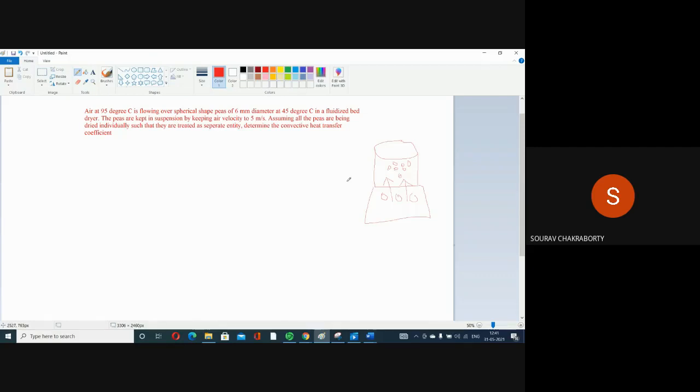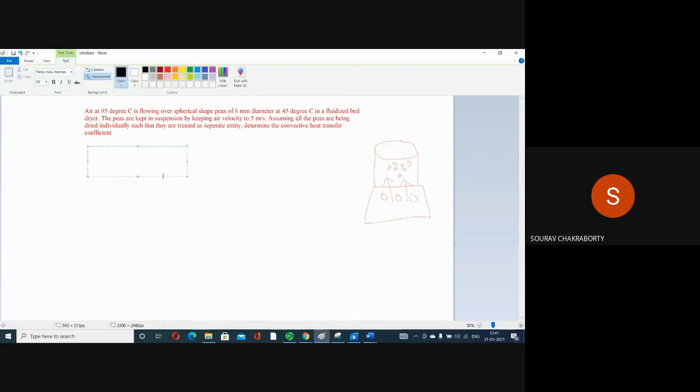So what will be the heat transfer coefficient? We have seen that this is a flow over a sphere, so we'll be utilizing that equation. We know that for a flow over a sphere, the Nusselt number, as we have just discussed, will be equal to 2 plus 0.6 Re to the power 0.5 into Prandtl number to the power 1/3.